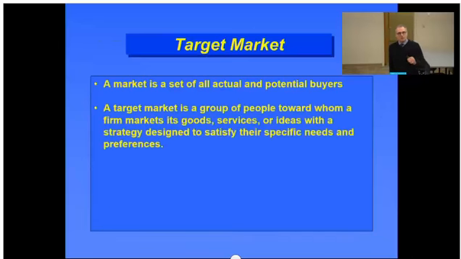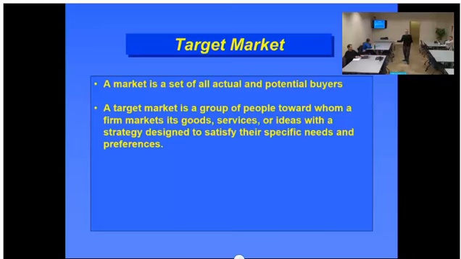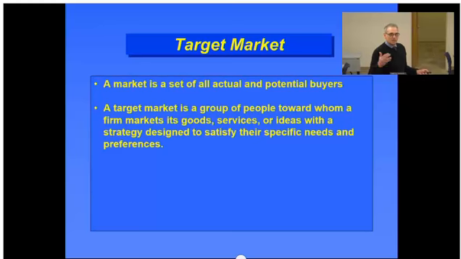A target market is a group of people toward whom a firm markets goods, services, or ideas with a strategy designed to satisfy their specific needs and preferences. Here's our target market. We identified these many segments. We're going to go after this target and this, and we may go on to another target market. We can serve more than one target market. But typically, when you serve more than one target market, it's with a different marketing plan or positioning to satisfy the needs of different segments.